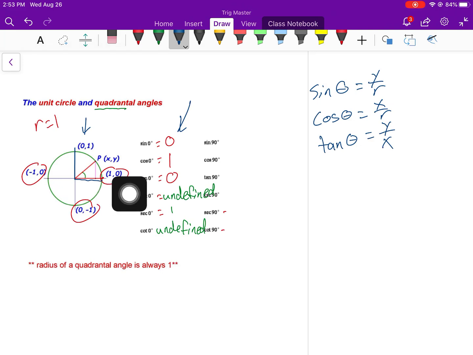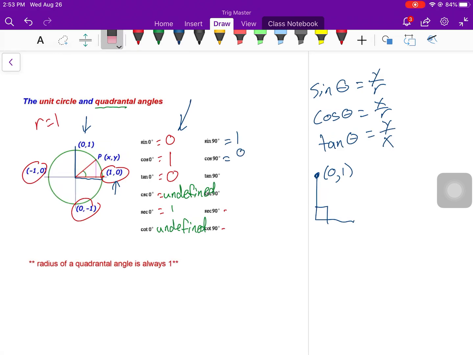So again, sine of 0 was 0 over the radius 1. Okay, the y value was 0. So sine of 90, that's going to be straight up, right? So this is at the point 0, 1. So my y value is 1, my radius is 1, sine of 90 is 1. Cosine of 90, okay, my x is 0, my radius is still 1, so I've got 0 over 1, which is 0. And then tangent of 90 is y over x.